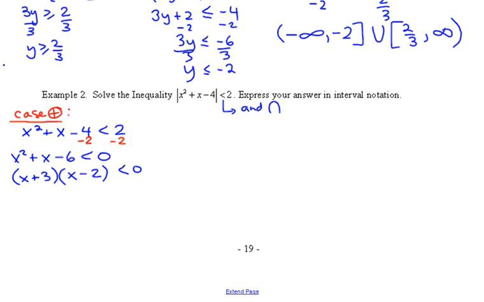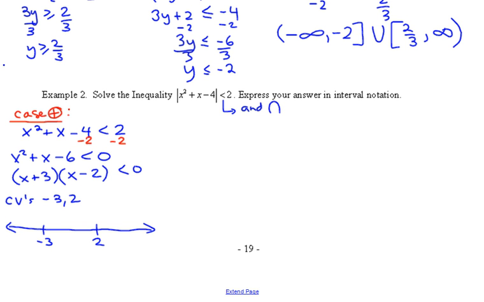CVs. What does CV stand for? Critical values. Yes, our CVs are critical values. The places where it changes from a negative to a positive in each factor are going to be what? Negative 3 and positive 2. So here, I'm going to show you how to do the number line interval test without drawing the chart. Is that okay? It saves time. Negative 3, 2. It's really easy.